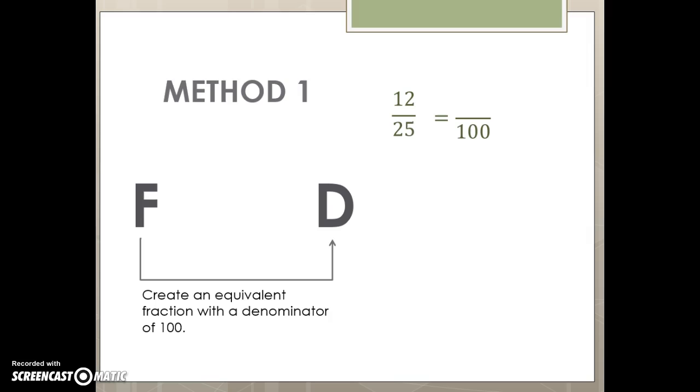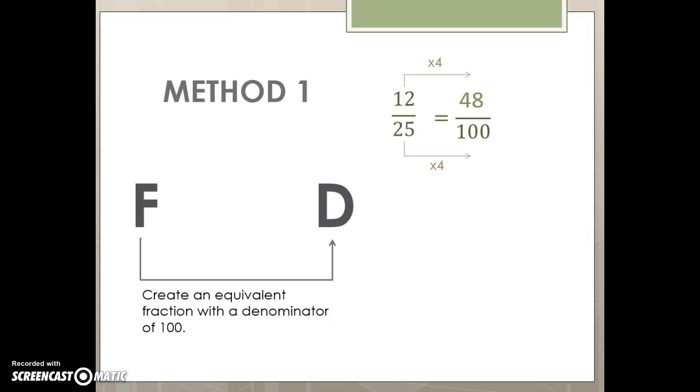So we've done a bunch of these in class already. So you would ask yourself, how many times does 25 go into 100? 25, 50, 75, 100. 25 goes into 100 4 times. So when we work with equivalent fractions, whatever we do on the bottom, which is 25 times 4, you're going to do on the top. So now we're going to figure out what 12 times 4 is, and the answer is 48.